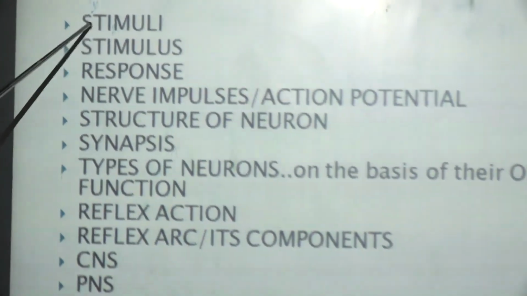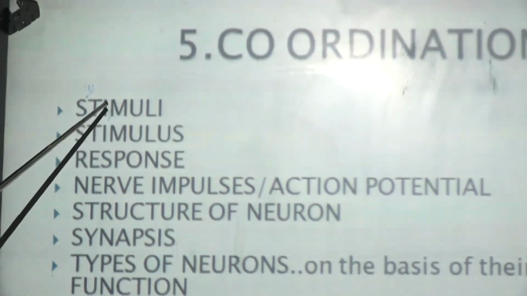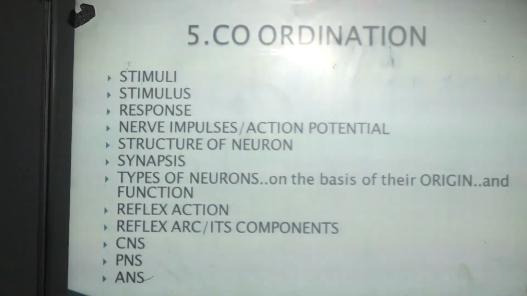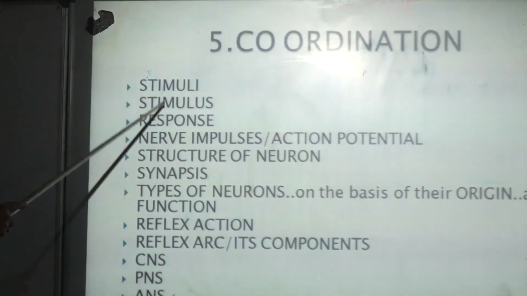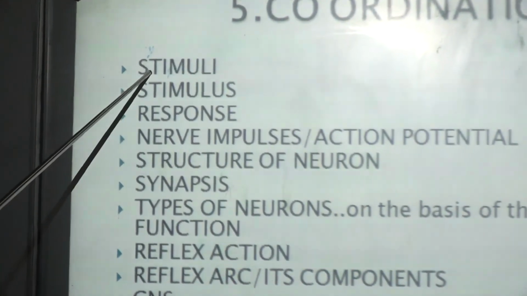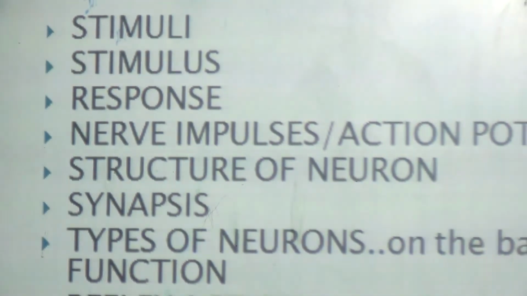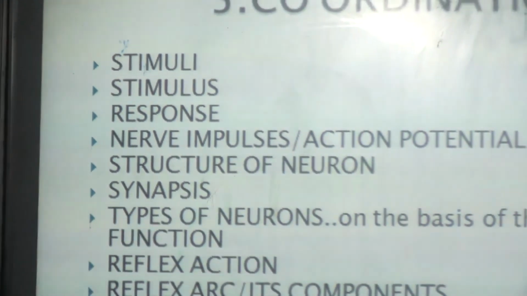What is the difference between stimuli and stimulus? On the first page you have the correct answer. You can read and then understand what is stimuli, what is stimulus and what is response. If stimuli is there, definitely response will be there. Then nerve impulse, which is also called action potential.